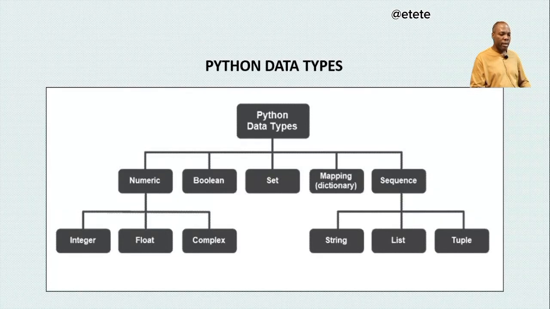So the next data type I'm going to show you now is set. After that, we'll look at mapping, which is what? Dictionary. And we'll look at Boolean. So let's look at this set.